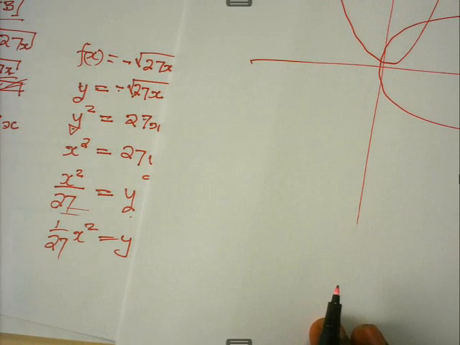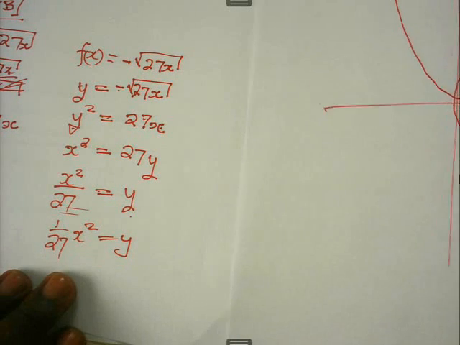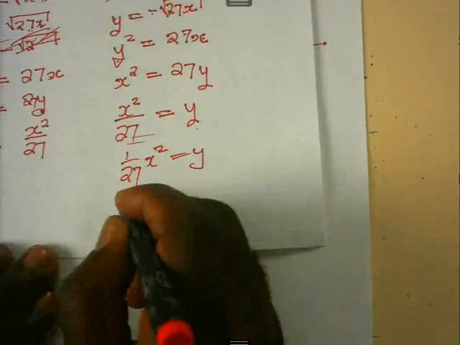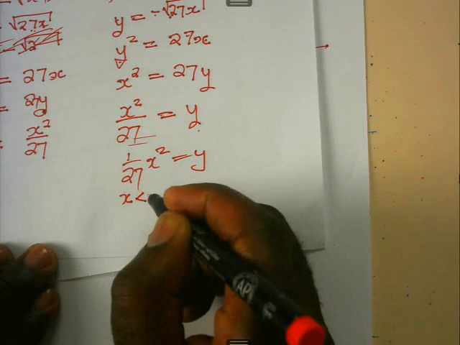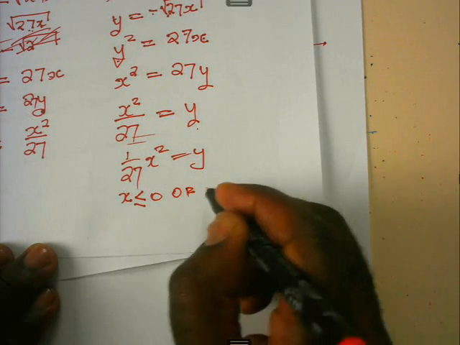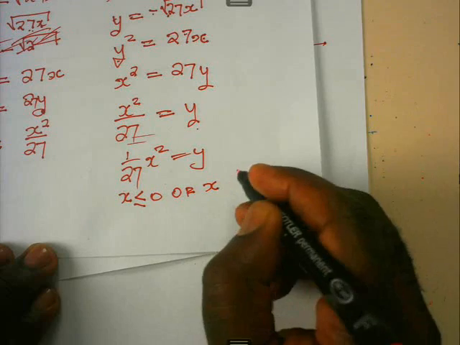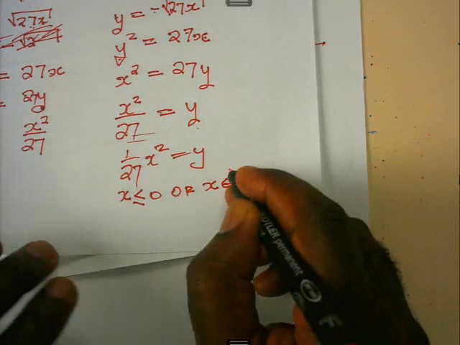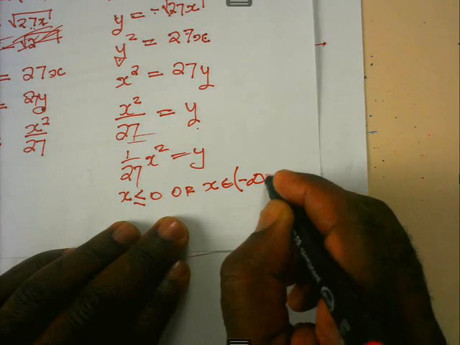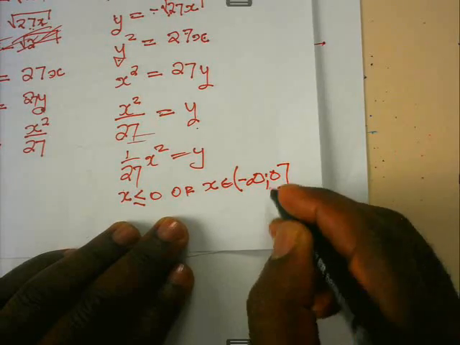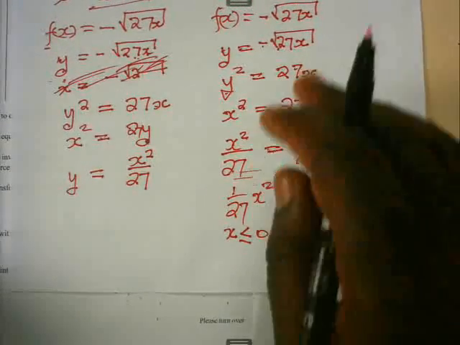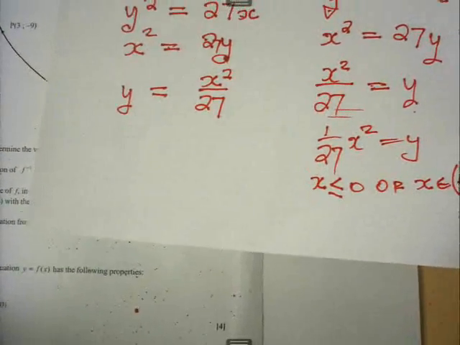Now our restriction in this case is that x is less than or equal to 0, or we can say x is an element of the interval negative infinity up to 0. So these are the restrictions which go hand in glove with that. This was not an easy question. I must confess, it was not an easy question.